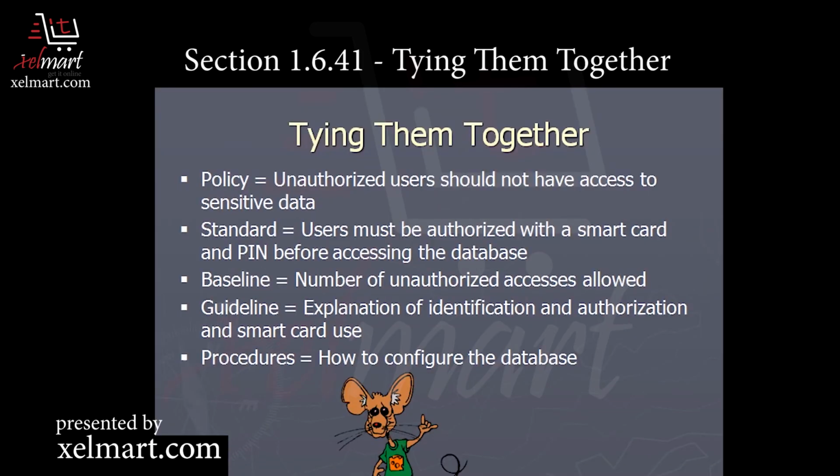So if we look at how these components come together, let's say we have a policy that unauthorized users should not have access to sensitive data. And a policy would be that high level. Then you'd have a standard that says users must have a smart card and a PIN number to be authenticated to, and then authorized to access this sensitive information. That's the standard. The baseline is the number of unauthorized accesses allowed, because really you can't have 100% security, like I've talked about. So you have to set a baseline that's a clipping level.